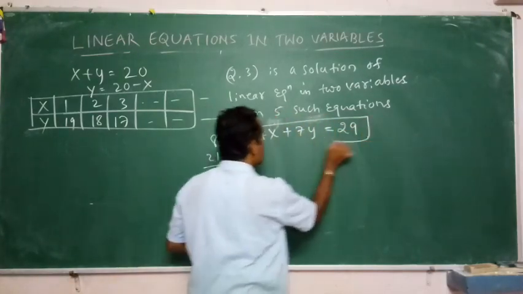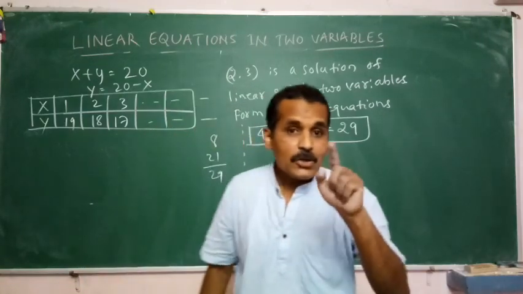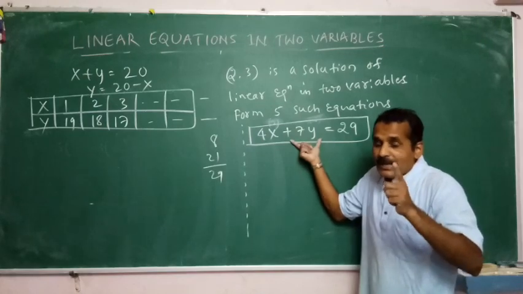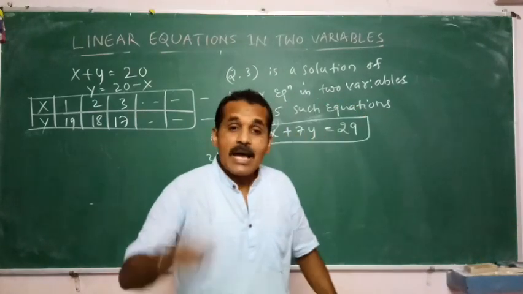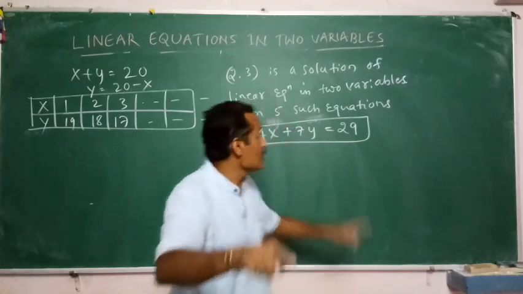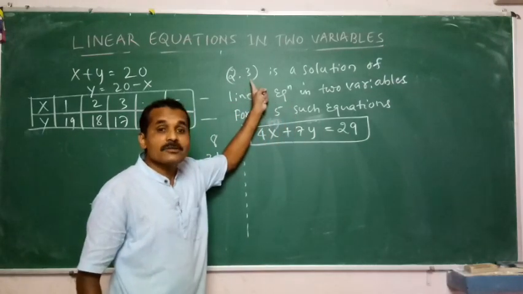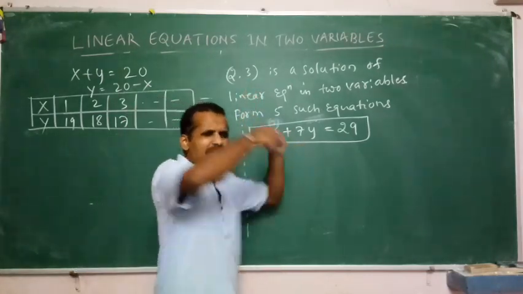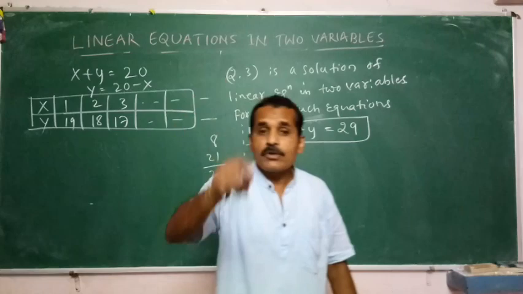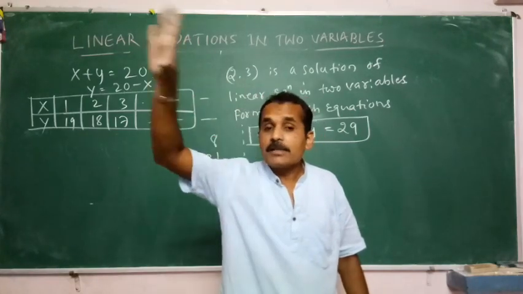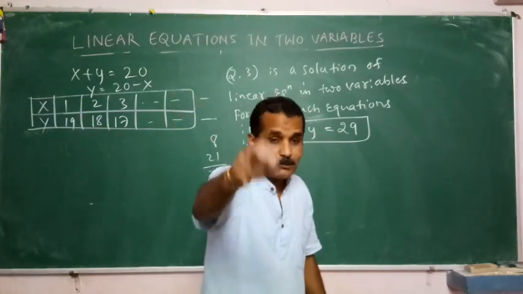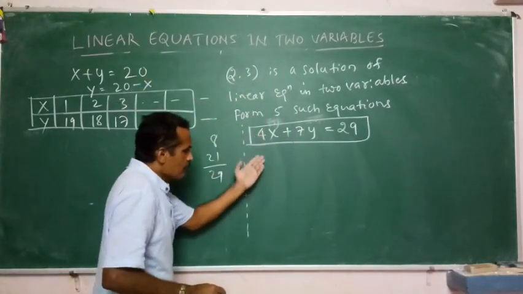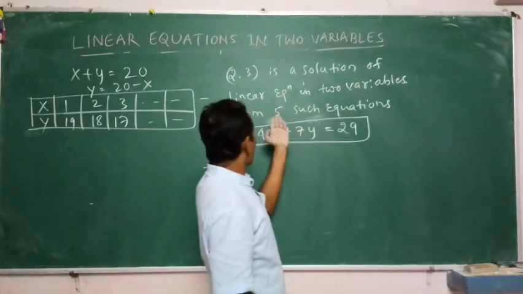This is one equation. My dear children, don't get confused. This is one linear equation. It has infinite number of solutions. Among those infinite number of solutions, this is one of the solutions. I don't say this is the only solution. This equation has infinite number of solutions because you know that every linear equation in two variables has infinite number of solutions. But among those infinite number of solutions, this is one of the solutions. Okay, they ask again, form a few more. They ask you 5 such equations.